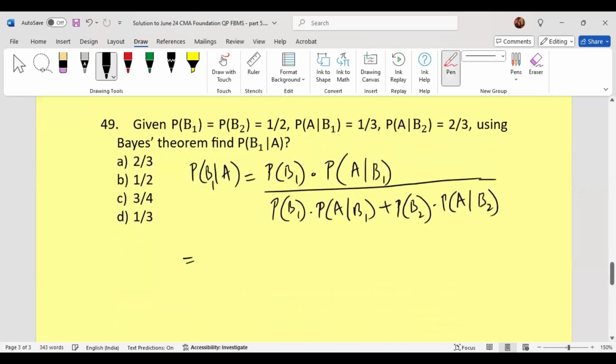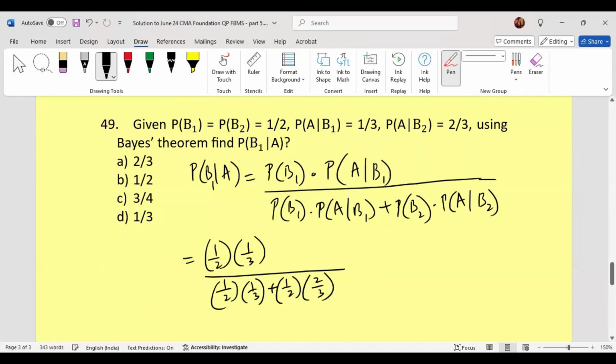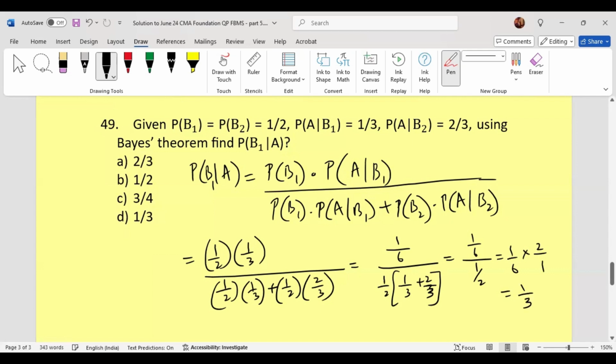So now let us substitute the values. Probability of B1 is 1 by 2. Probability of A given B1 is 1 by 3. Whole thing divided by 1 by 2 into 1 by 3, plus probability of B2 is also 1 by 2 times A given B2 is 2 by 3. So now let us calculate this: 1 by 6. Here 1 by 2 is common, so we can write 1 by 3 plus 2 by 3. 1 by 3 plus 2 by 3 is 3 by 3, which is 1. So I can simply write 1 by 6 divided by 1 by 2, which will be 1 by 6 multiplied by 2 by 1. So this becomes now 2 by 6. 2 by 6 is nothing but 1 by 3. That means the option is D.